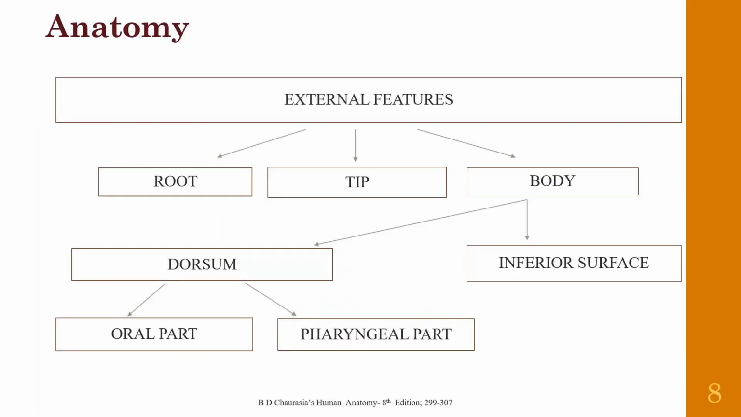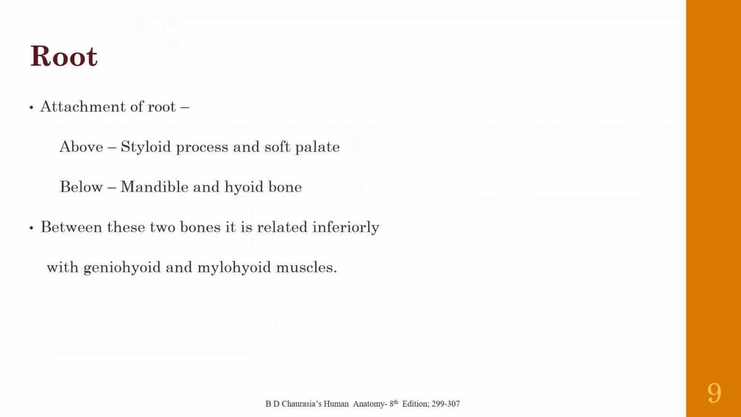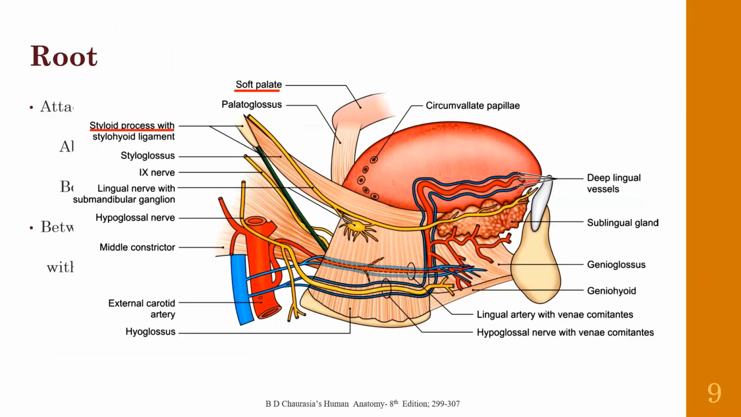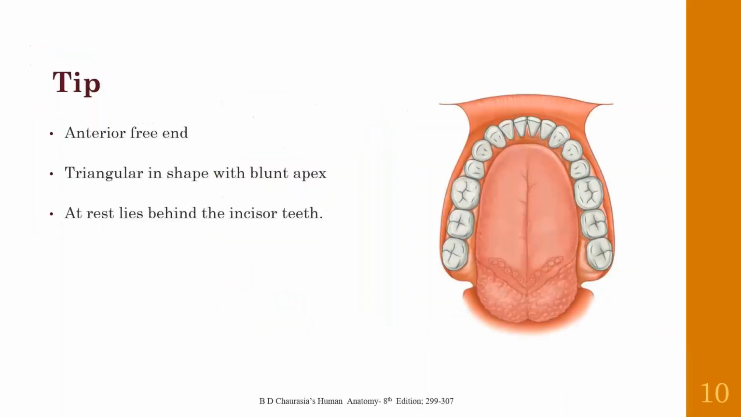The anatomy. The external features of the tongue are divided into three: the root, tip, and the body. The body is divided into the dorsum and the inferior surface. The dorsum is further divided into the oral part and the pharyngeal part. The root is attached to the styloid process and the soft palate above and the mandible and hyoid bone below. Because of these, we are not able to swallow the tongue itself. The tip of the tongue forms the anterior free end and lies behind the upper incisor teeth.